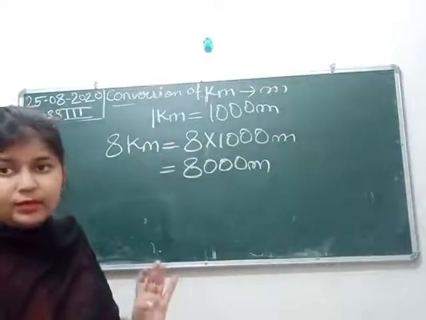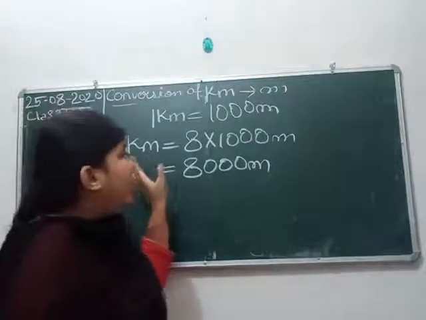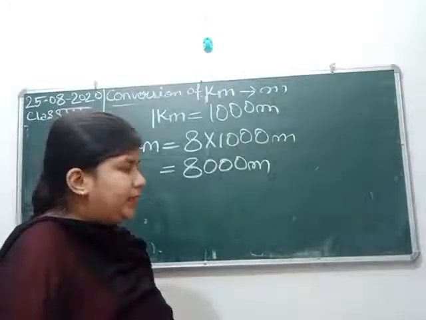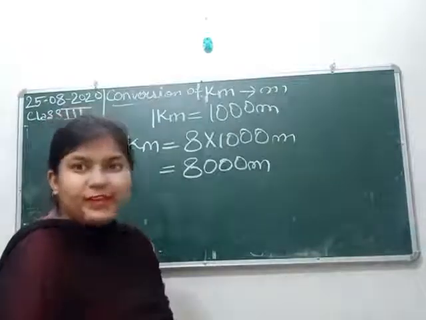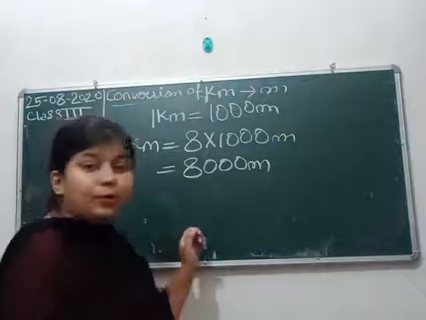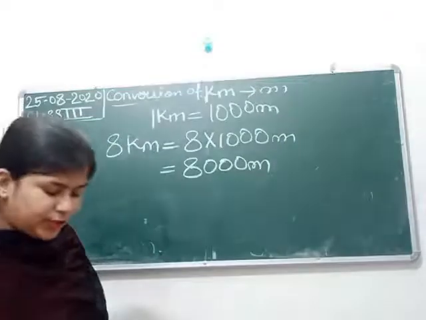So here you can see that 1 kilometer equals 1000 meter. This is given. Now if we have to convert 8 kilometer into meter, what do we have to do? We have to multiply by 1000. So 8 into 1000 meter equals 8000 meter. Now let us do some questions based on this.